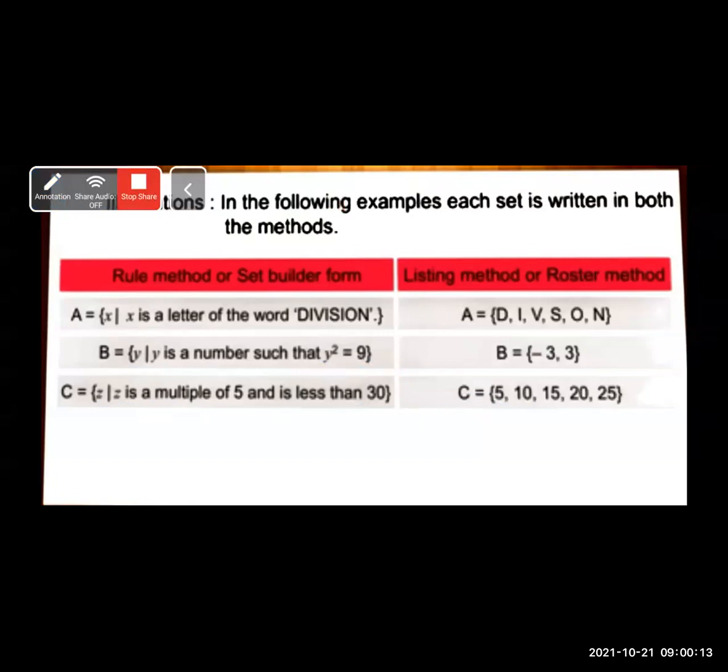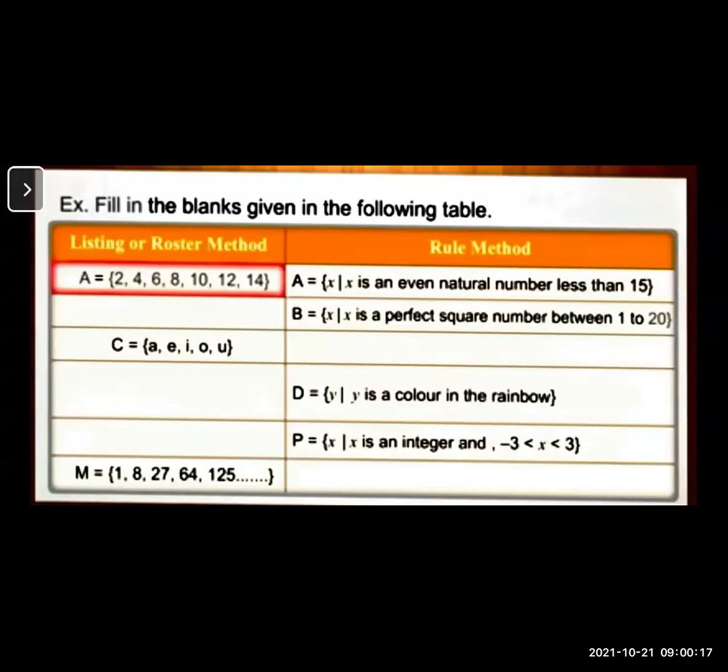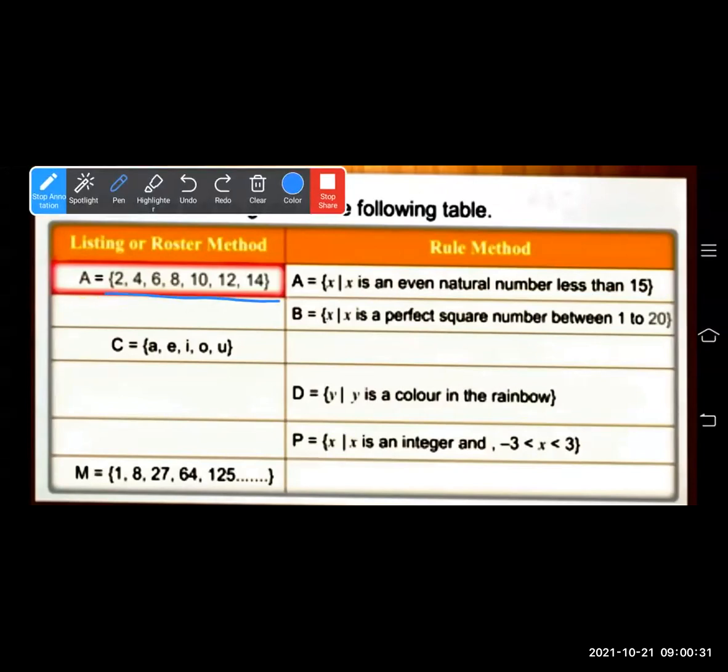These things, these rules, these methods we learned yesterday. Some more examples on page number 3 you can see here. Listing or roster method: A is equal to 2, 4, 6, 8, 10, 12, 14. These numbers are there. What are these? A is equal to the set of all x, where all the elements are x. Then x is an even natural number less than 15.